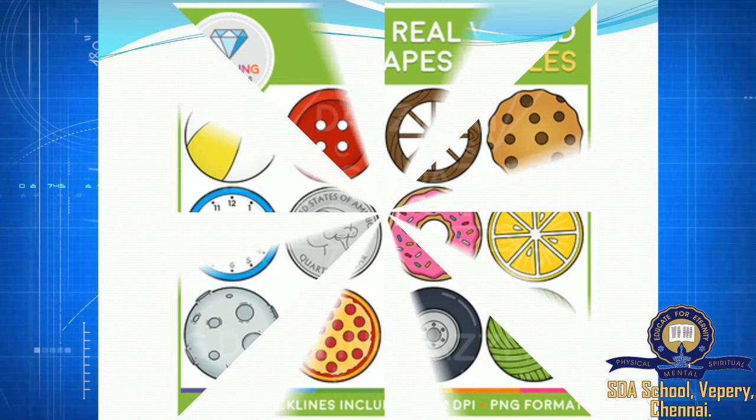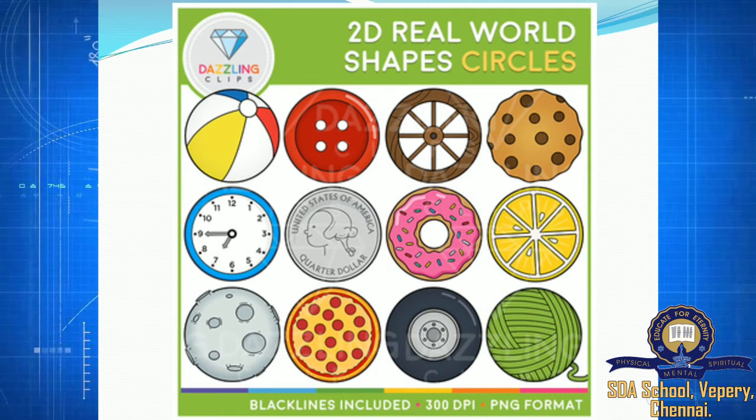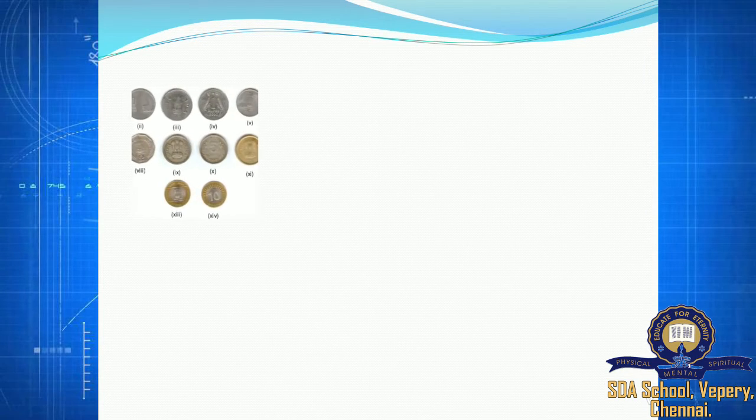Here, just look at the picture. There are many objects that are circles. A ball, a button, a round clock, a coin, a disc, a piece of lemon, a donut. Wow! Many things are displayed here. Now, can you find these objects in your home?